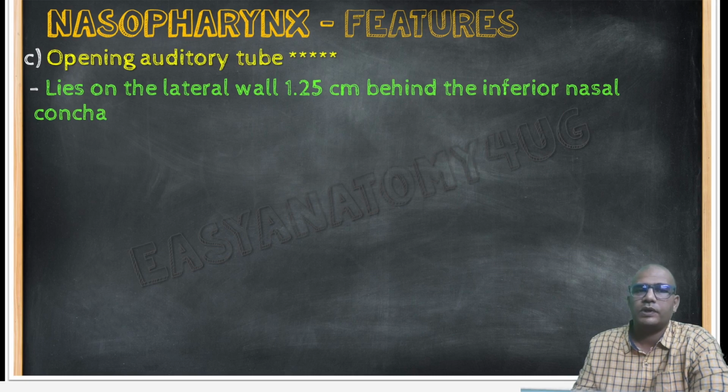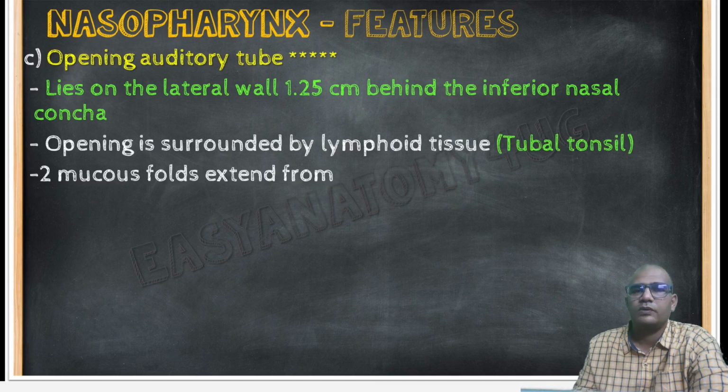Where the opening of auditory tube is situated, multiple times MCQs have been asked on this topic. So the opening of the auditory tube, it is located in the lateral wall of nasopharynx, and it lies behind the inferior nasal concha of the lateral wall of nose. So the exact location, it is 1.25 centimeter behind the inferior nasal concha in the lateral wall of the nasopharynx. This opening is surrounded by lymphoid tissue which is known as tubal tonsil, and from this opening of the auditory tube there are two folds.